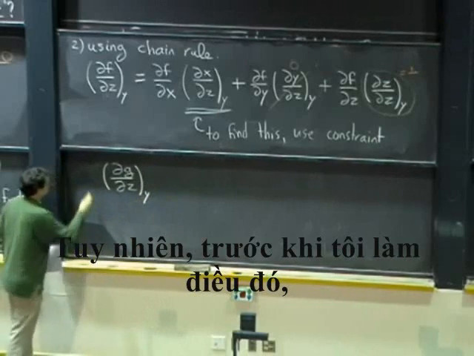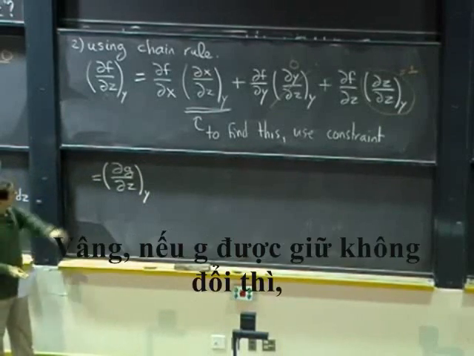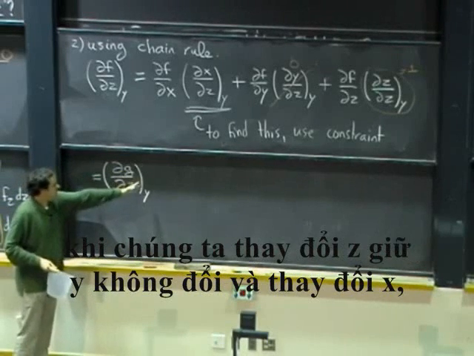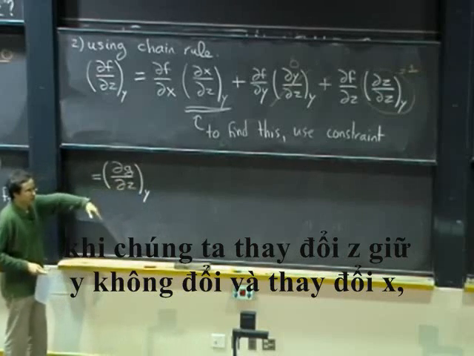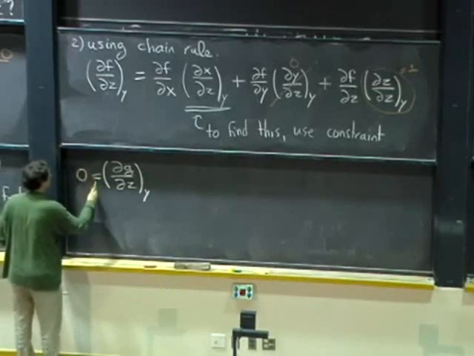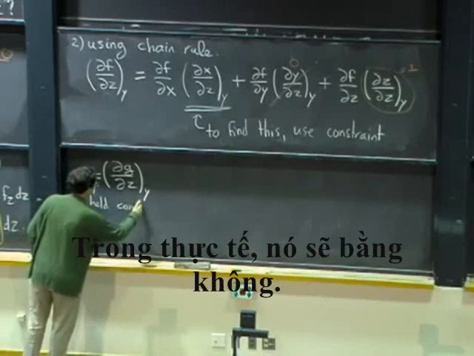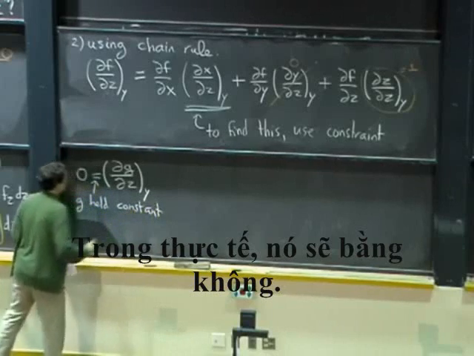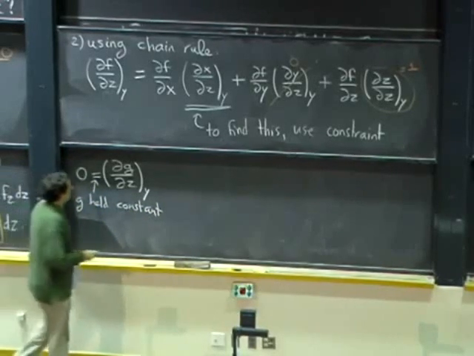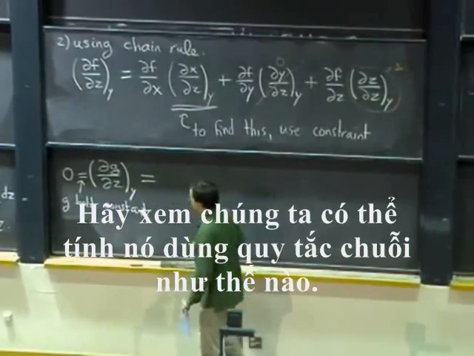But before I do it, let's ask ourselves first, what is this equal to? Well, if g is held constant, then when we vary z, keeping y constant and changing x, well, g still doesn't change. It's held constant. So in fact, that should be 0. Okay, but if we just say that, we're not going to get to that. So let's see how we can compute that using the chain rule.